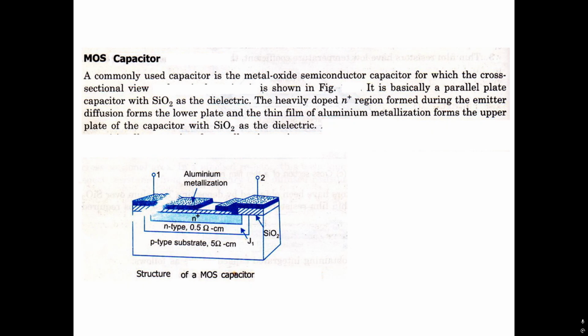Next we have MOS capacitor. A commonly used capacitor is the metal oxide semiconductor capacitor, for which the cross-sectional view is shown in figure. It is basically a parallel plate capacitor with SiO2 as the dielectric. The heavily doped N plus region formed during the emitter diffusion forms the lower plate, and the thin film of aluminum metallization forms the upper plate of the capacitor with the SiO2 as the dielectric.